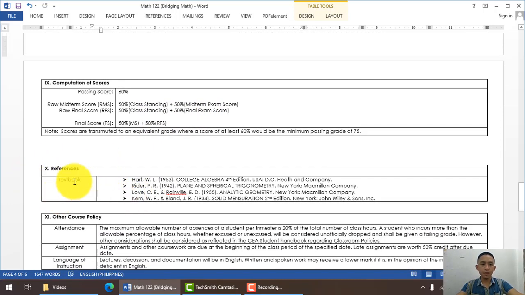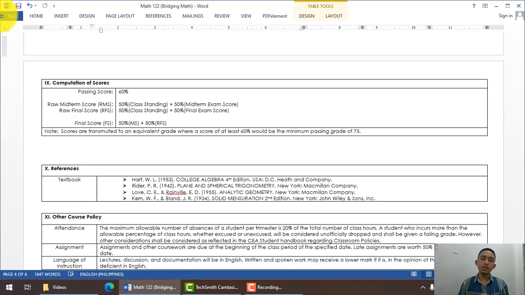Okay, so these are our references. These are your textbooks. By the way, if we were face-to-face, you would be reading all of these. This is College Algebra by William Hart. You have Plane and Spherical Trigonometry by Rider, Analytic Geometry by Love and Rainville, and Solid Mensuration by Kern and Bland.